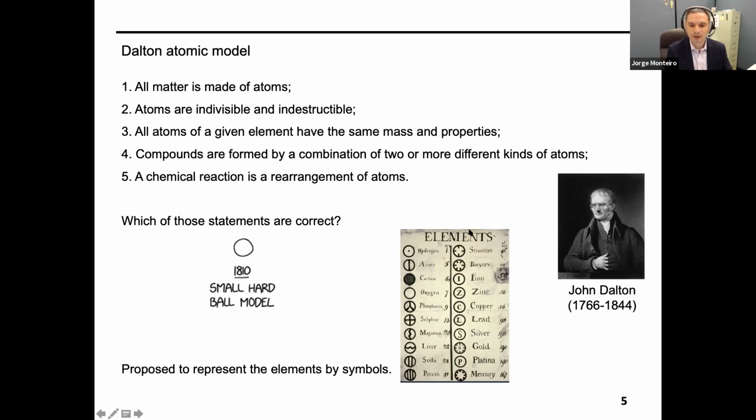Dalton was one of the first scientists also to propose symbols for the different elements. Okay, so very artistic here. Have these circles here with some very nice drawings inside. And on the right side here of each column is the mass of each element that was known at the time.